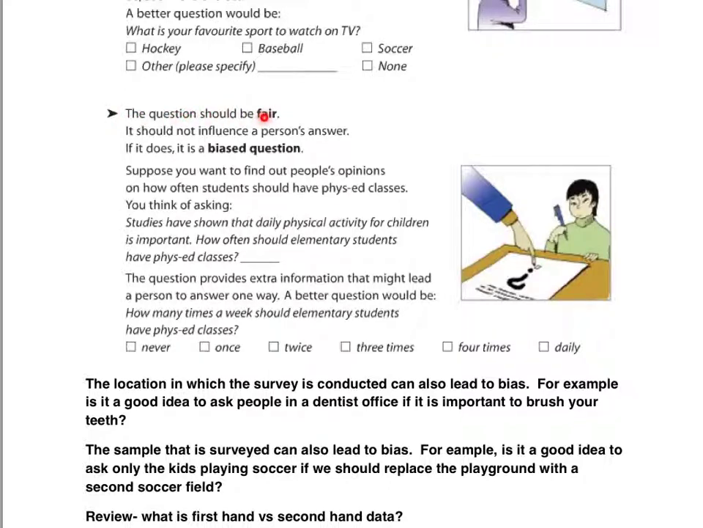The question should be fair. It should not influence a person's answer. If it does, it is a biased question. We've used this word in social, being biased, but it also applies here in math. Suppose you want to find out people's opinions on how often students should have phys ed classes. You think of asking, studies have shown that daily physical education for children is important. How often should elementary students have physical education classes?